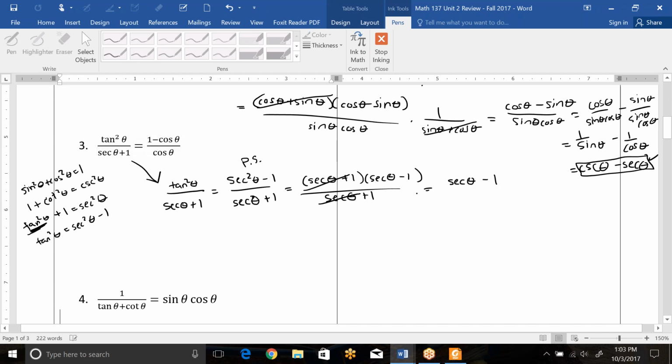Now that does not look like the final answer, but secant is related to cosine, so I'm going to try to turn it into cosine. It's 1 over cosine theta minus 1. If we get a common denominator, which means we make the second fraction cosine over cosine, that's where we get 1 minus cosine theta over cosine theta. There we go.